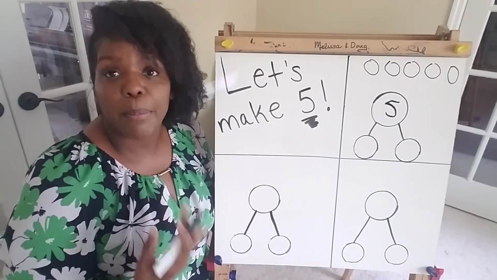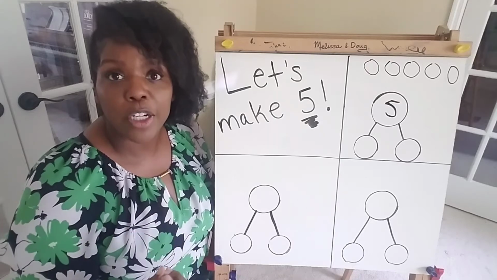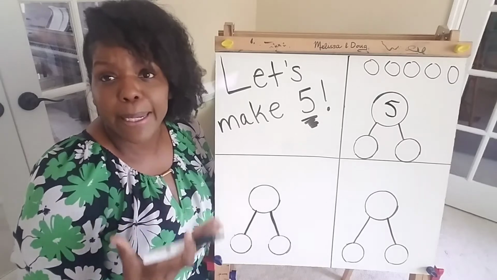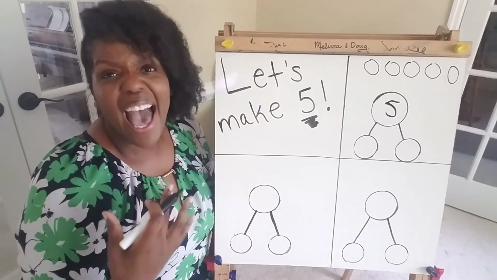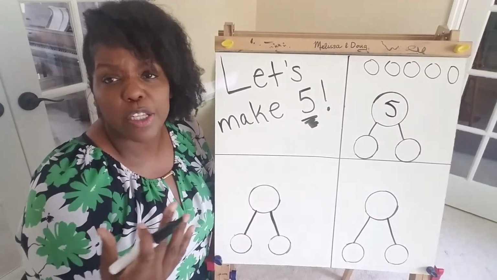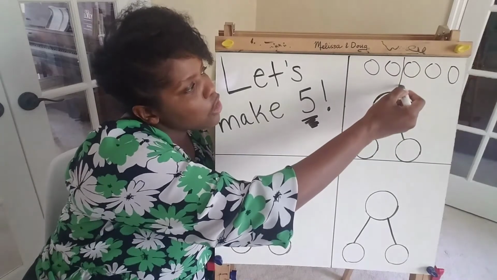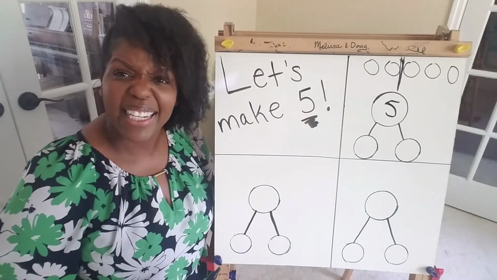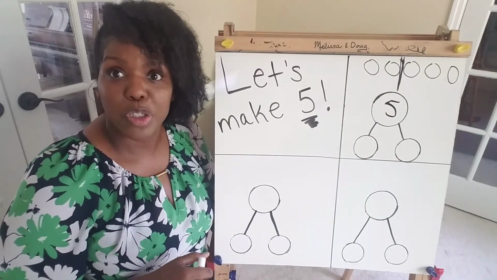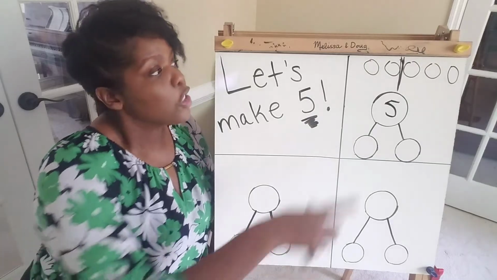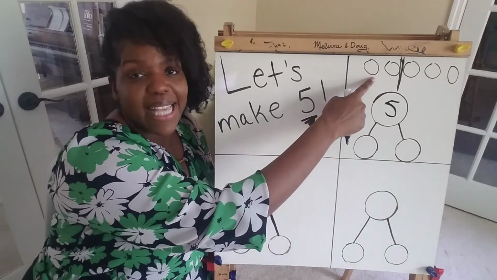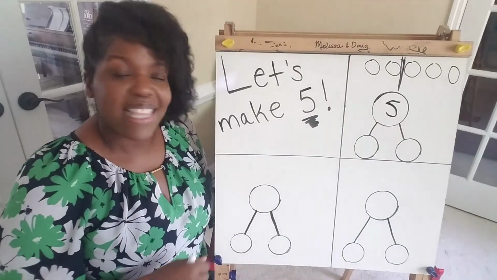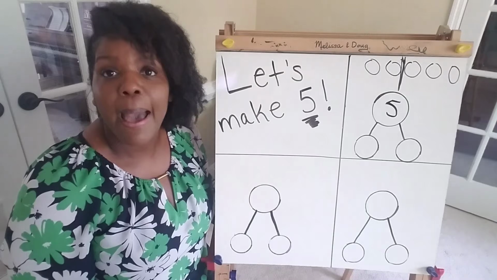And remember, decompose means to break apart. So I want to break apart this 5. You can break it apart however you like. I think I'm going to break it apart this way. So to show that I have broken it apart, I put a line down the area that I wanted to break apart. So now I have some circles on one side and then some circles on the other side to show that these 5 have been broken apart.